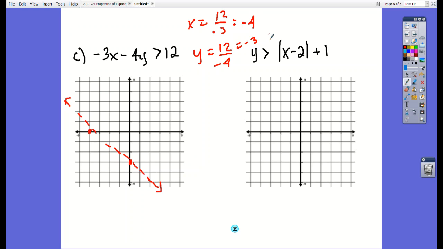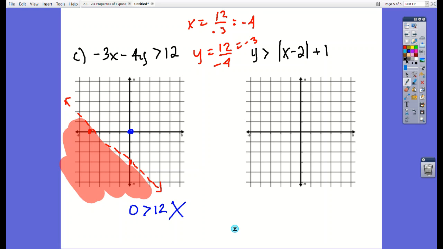All right, so then deciding how we shade. Use your test point. It's really easy when it's in standard form, because when you plug in 0, 0, you will always get 0 on the left side, and then in this case we have greater than 12. Is that true? No. Definitely false, so then we shade opposite, because it's false, so we're going to shade down here. Right, opposite the 0, 0, because we've got a false statement.